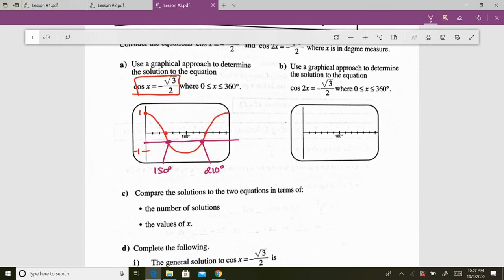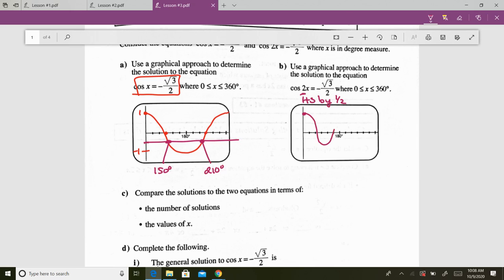Now, if I say cos 2x is equal to negative root 3 over 2, what does this 2 here do to the graph? How does it change the look of the graph? By a factor of 1/2, right? So this is a horizontal stretch by 1/2. What it does is it actually compresses it horizontally. So everything will move. I'm going to draw it quickly here.